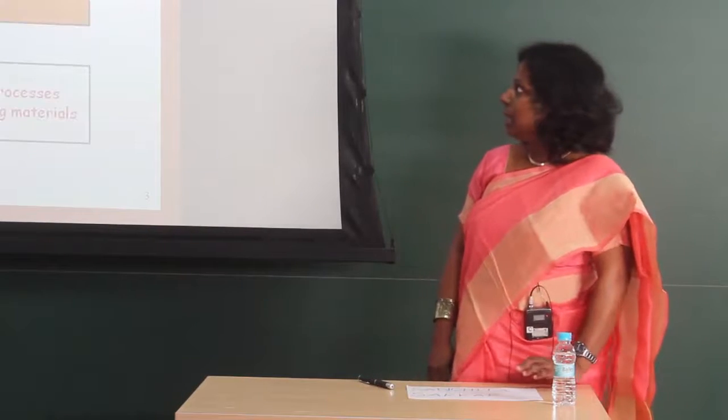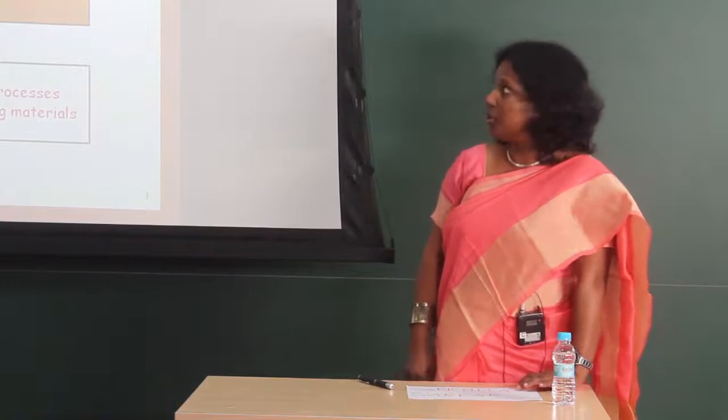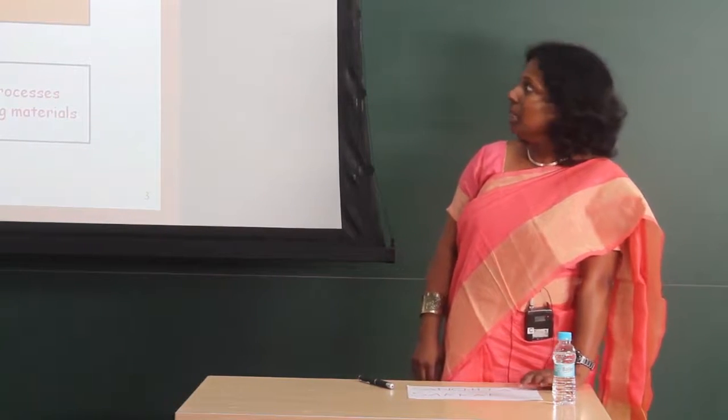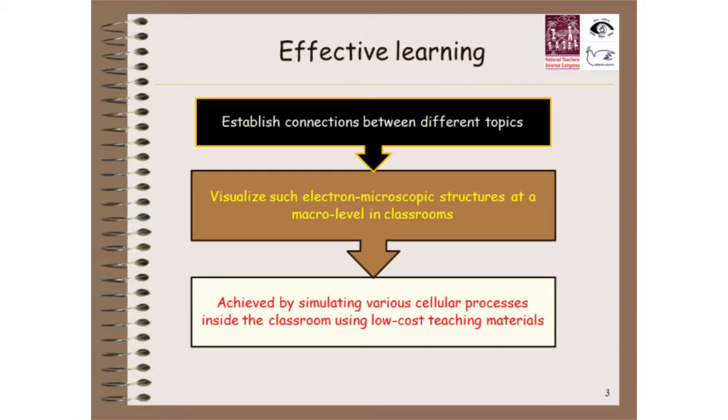Now this cycle goes on and as a result it is difficult to get very positive outcomes in the subject. Now let us put some stress on the effective learning pattern. It is possible to get effective learning once we establish connection between the topics. How is that possible? If the students can visualize the electron microscopic structures at the macro level in class. And how is that possible? That can be achieved only by simulating certain cellular structures in the classroom using low-cost teaching aids.